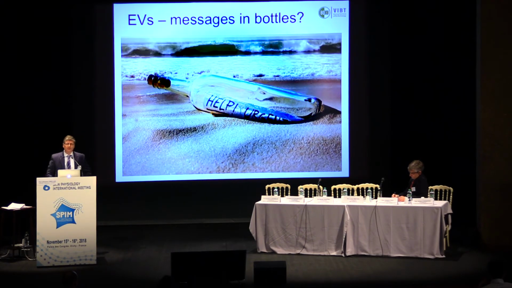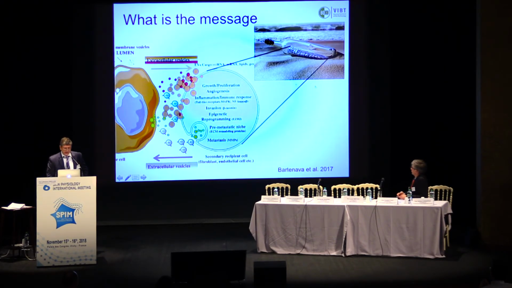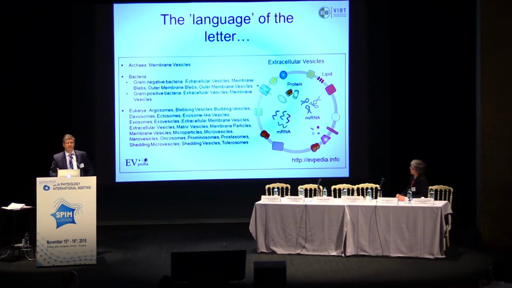So we consider these extracellular vesicles as messages in a bottle. You have the double lipid membrane layer around it, and then you have some kind of a letter inside of the extracellular vesicles. And the question is, what is written on this letter? By now we know that the letter tells the recipient cells a lot of different things in terms of growth, proliferation, angiogenesis, inflammation, immune response, epigenetic reprogramming, invasivity. It prepares the premetastatic niches at distant sites from the primary tumor. So there's a lot to say on these letters, and the question is, what is the language the letter is written in?